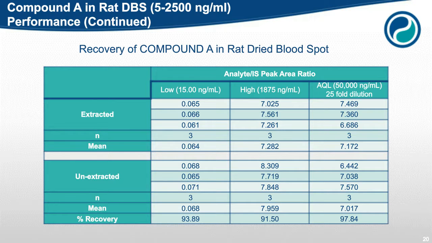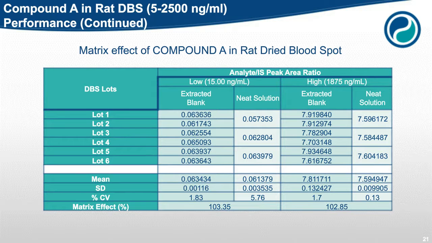Matrix effect is close to 100% for both low and high QC levels. This is expected for all DBS methods or all microsampling methods simply because really there is not much matrix added during the extraction.